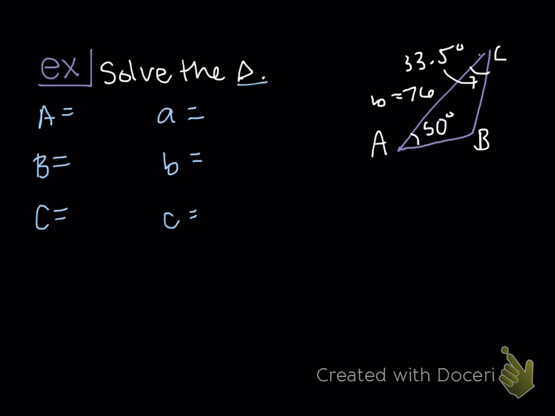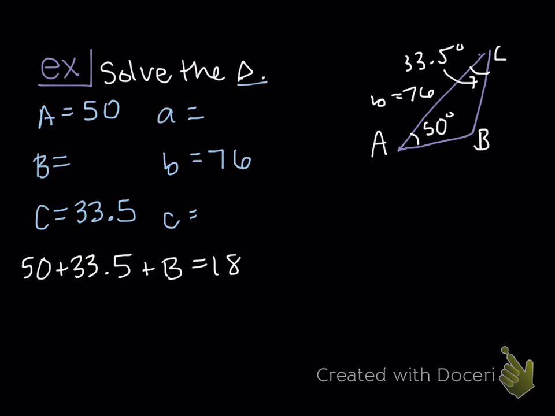So based on the information given, I know angle A is 50 degrees. I know angle C is 33.5. And I know little b is 76. So the difference in this problem is the last one right off the bat I was given a pair, meaning I had a matching side and angle. Notice I do not have a matching side and angle at this moment, so it is imperative that I find that missing angle first.